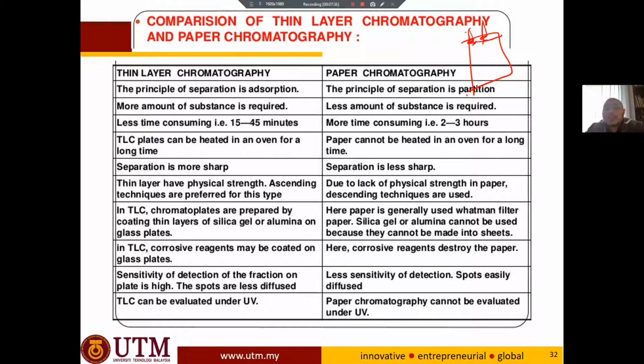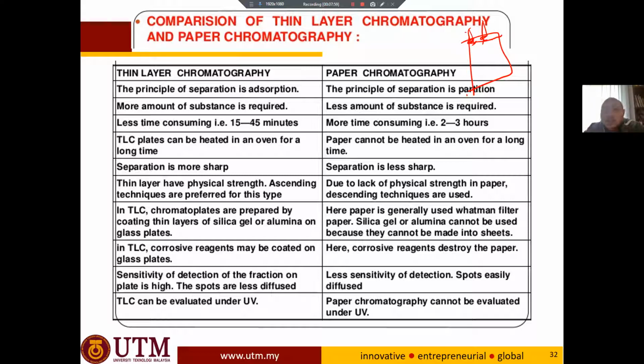So the question can ask you to state the differences between both, and why you think paper chromatography has a disadvantage compared to thin layer chromatography. Okay, that is the other kind of question. A lot of kinds of questions can be asked, even though this topic is kind of very simple. Okay, but a lot of questions can be asked.